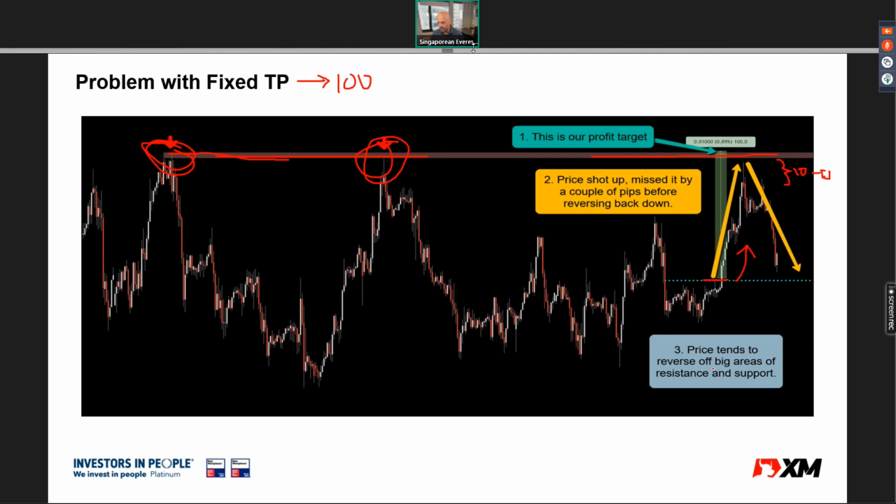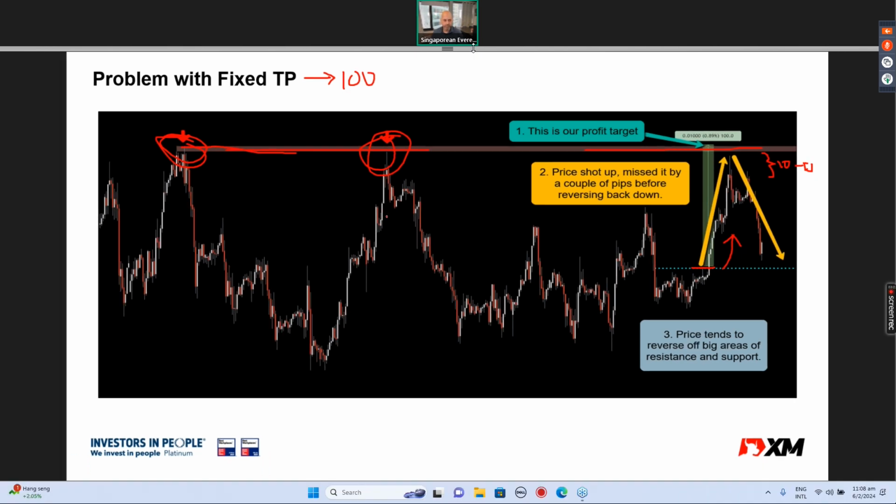Right, so the thing is, price tends to reverse off big areas of resistance and support. That means price doesn't have to reach that level exactly, but it can come very close to that level before reversing to drop lower, or before reversing to go higher. So that's what this is trying to illustrate. When we have a fixed TP, sometimes that TP can end up being placed at exactly the resistance point or even beyond the resistance point, which means that price may not actually come up and hit that TP. So by placing the TP just underneath a major resistance zone, we are helping to improve the probability of a successful trade.